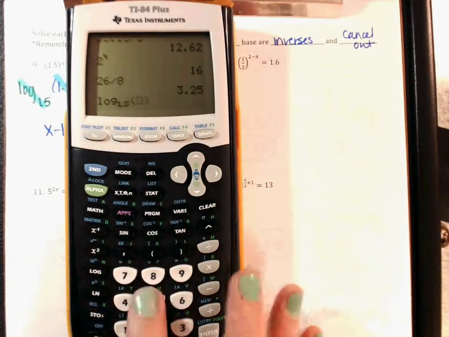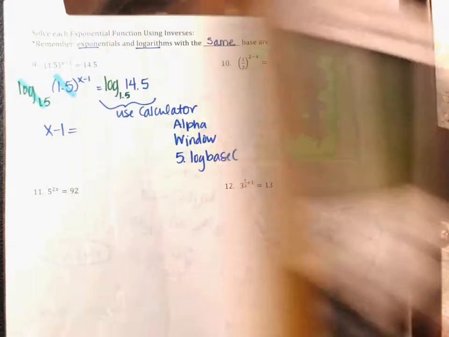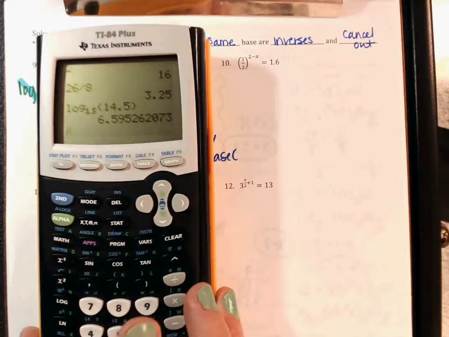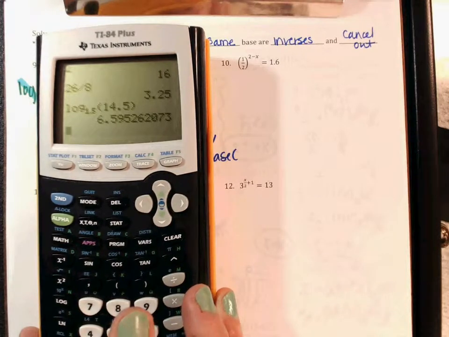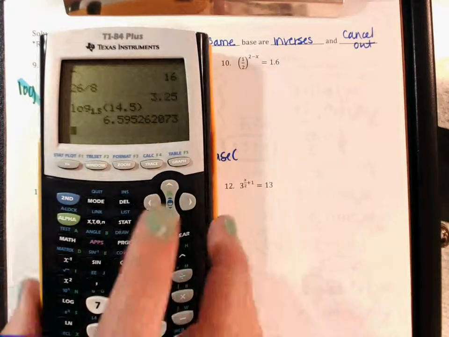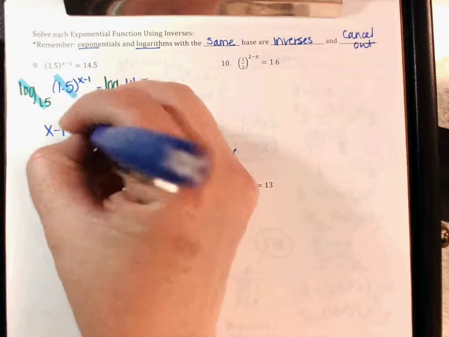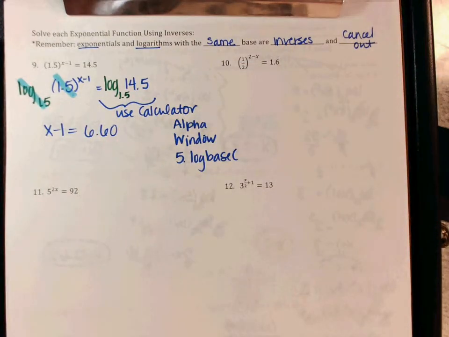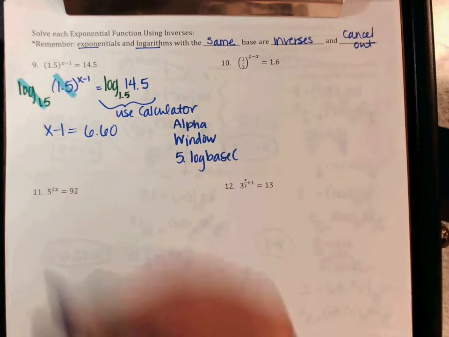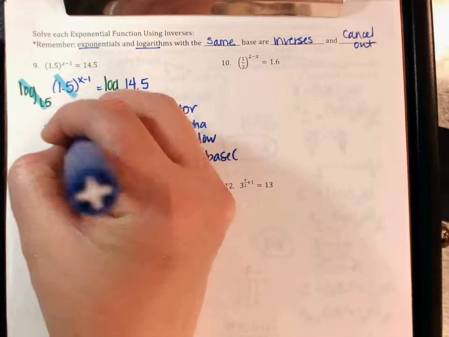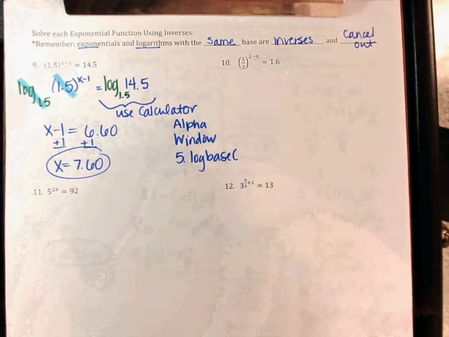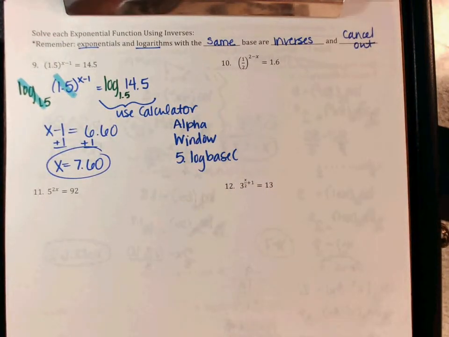And then I put 1.5 as my little number. And I put 14.5 as my big number. So I got 6.595, which is 6.60. Then from there, for the minus 1, we just add 1 across to get rid of it. So plus 1, plus 1. Make sense?